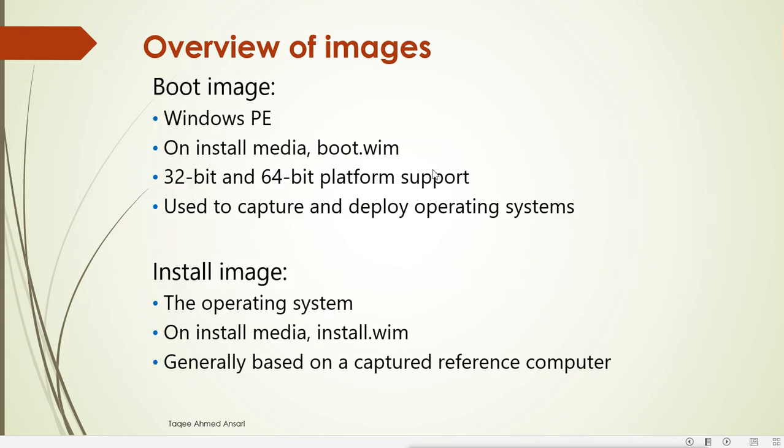Then we have these two images, as we saw: boot image and install image. The boot image comes with Windows PE, pre-install, pre-boot, pre-executed. That will need to do what? To run the installation. On install media it is called boot.wim. It can have both 32-bit and 64-bit platform support.